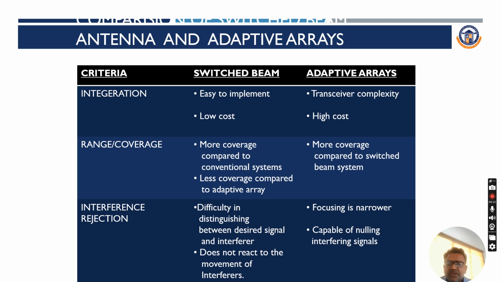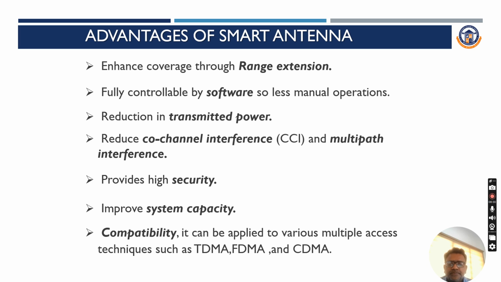For interference rejection, switched beam has difficulty in distinguishing between the desired signal and interferer. In adaptive array, the focusing is narrower.